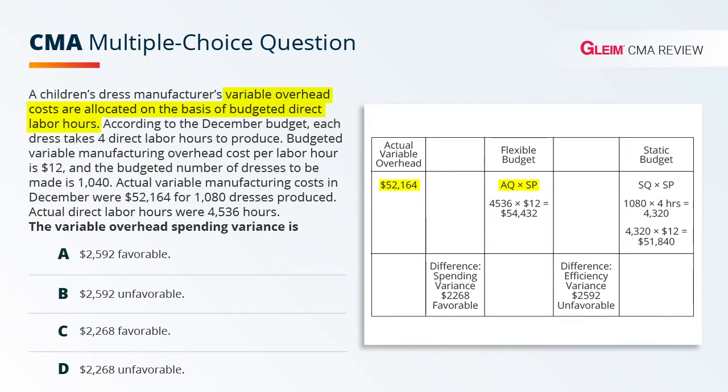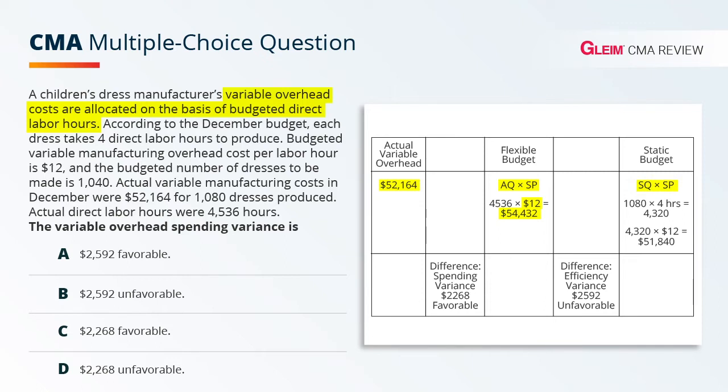So the company actually used 4,536 hours. We multiply that by our standard price. Our manufacturing overhead cost per labor hour was supposed to be $12. So that gives us $54,432. On the far right, our static budget is our SQ times SP.